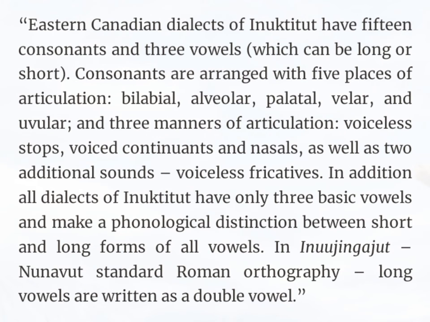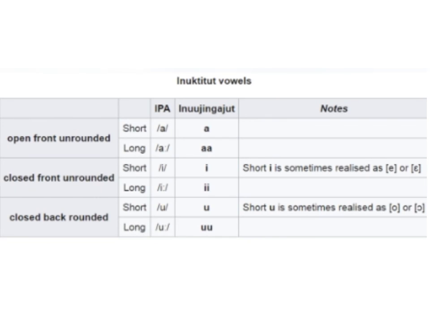Eastern Canadian dialects of Inuktitut have 15 consonants and 3 vowels. Consonants are arranged with 5 places of articulation: bilabial, alveolar, palatal, velar, and uvular. The 3 manners of articulation are voiceless stops, voiced continuants, and nasals, as well as 2 additional sounds, voiceless fricatives. In addition, all dialects of Inuktitut have only 3 basic vowels and make a phonological distinction between short and long forms of all vowels.